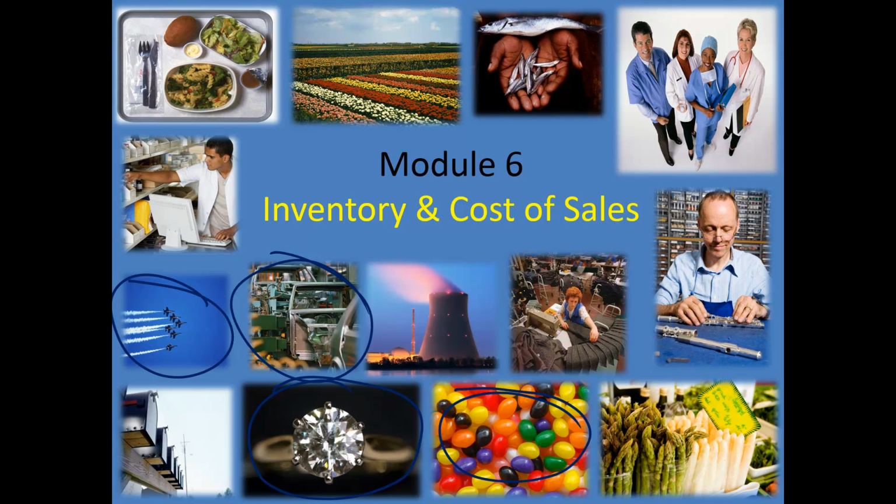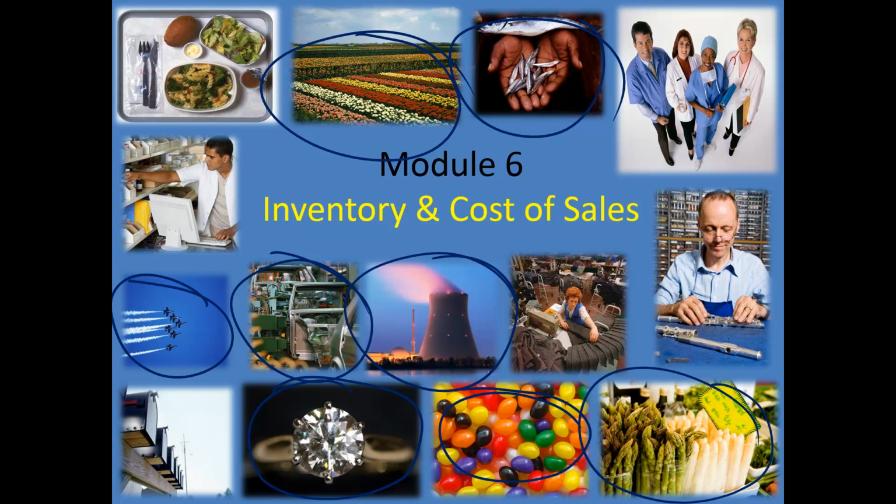Whereas jelly beans, it's pretty much they all look alike, and so they're pretty easy to track because we just count them. We don't specifically identify them. Other things that we can have in inventory are fish or bulbs or plants. We have problems with produce because it spoils quickly. What we do with uranium byproducts from nuclear reactors is another issue as far as inventory is concerned.